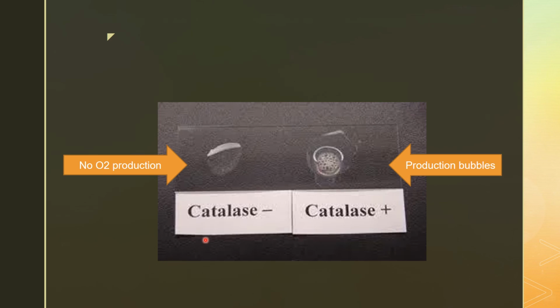This is the picture of catalase test, slide catalase test. As you can see, there is a production of bubbles, meaning that is catalase positive, and there is no development or no O2 production, meaning that is catalase negative. So these are three biochemical tests which we also do for the identification of the microorganism.